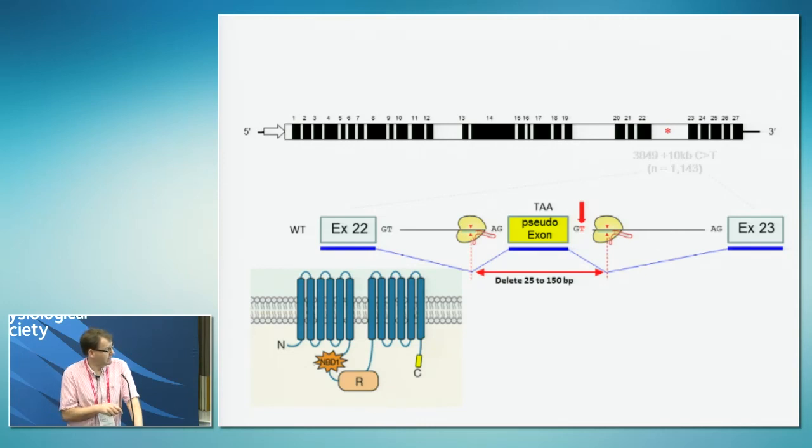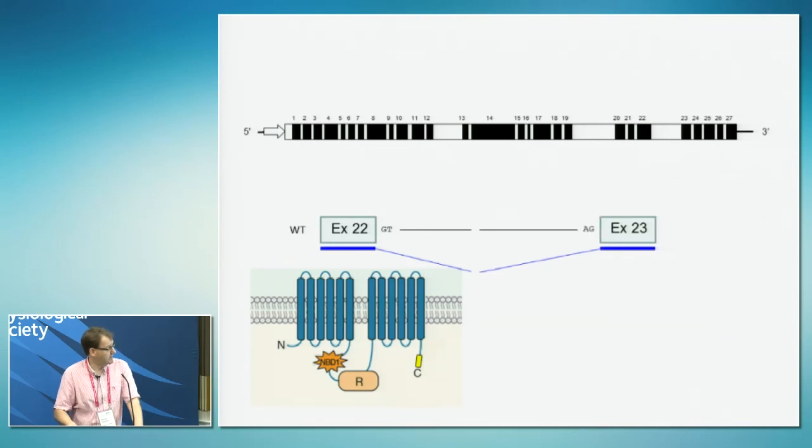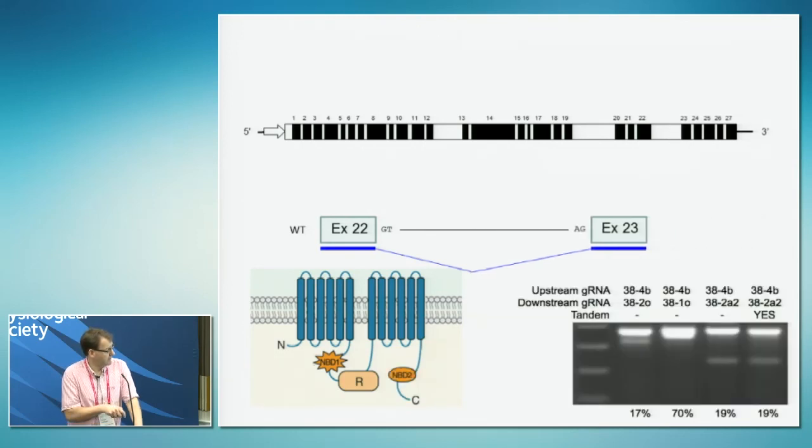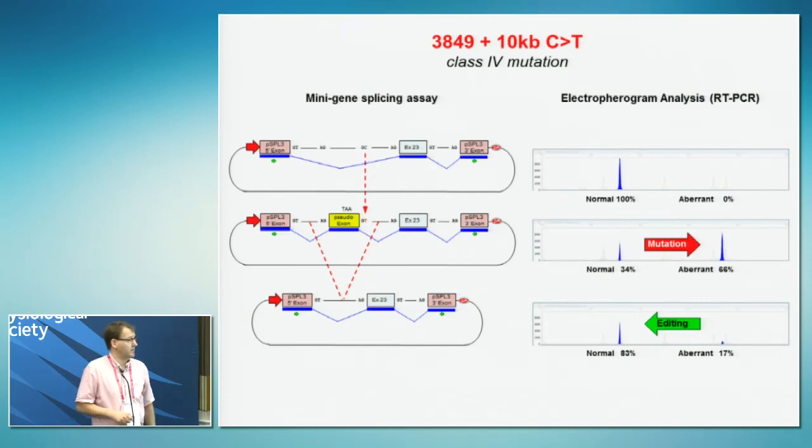So we made different guide RNAs which cut on either side, and David Sands, who's in the audience, showed that we could get efficient cleavage using different combinations, in one case up to 70% of transfected cells. Does this change the splicing? Because this is what's really important.